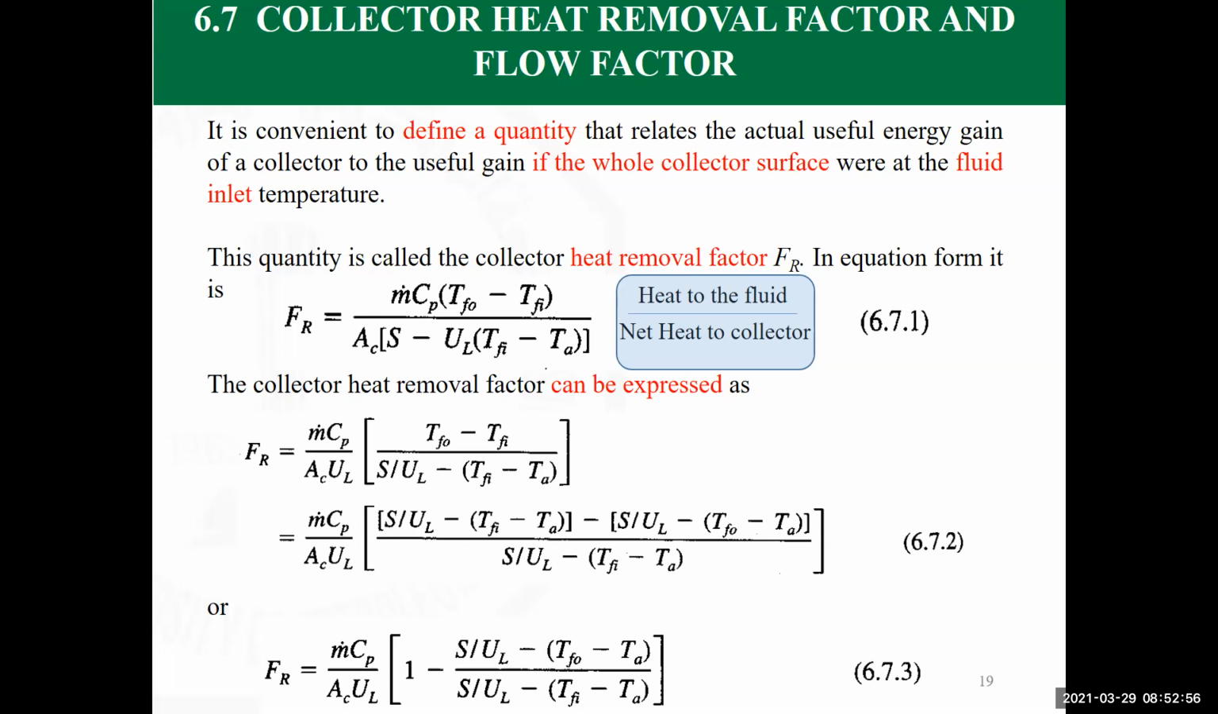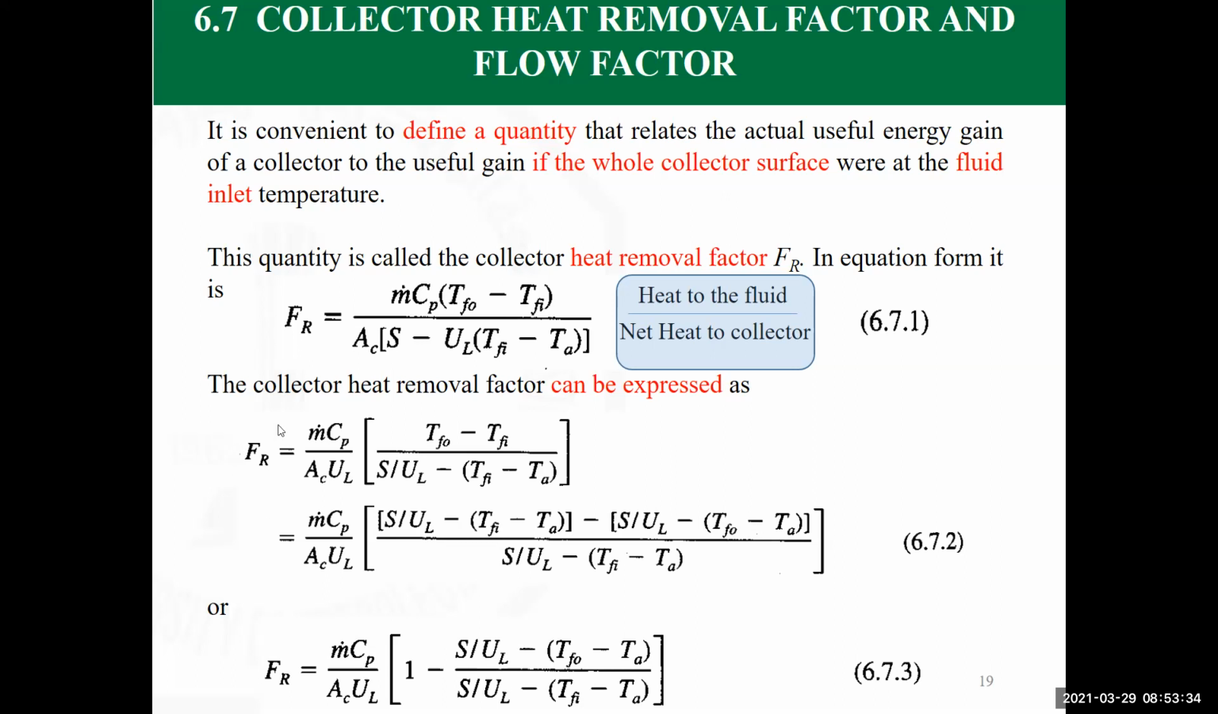What's the next step? It's just an algebraic manipulation. Why is the algebraic manipulation being done? It is done so that we can get an expression of FR, as you can see here, which looks very much like the expression of the effectiveness and the number of transfer units that we had in heat transfer. We're looking for the analogy, just to have something similar to well-known expressions that we have dealt with before.